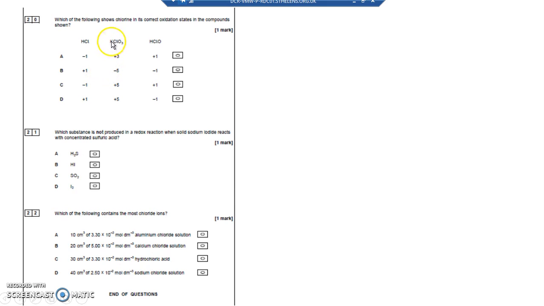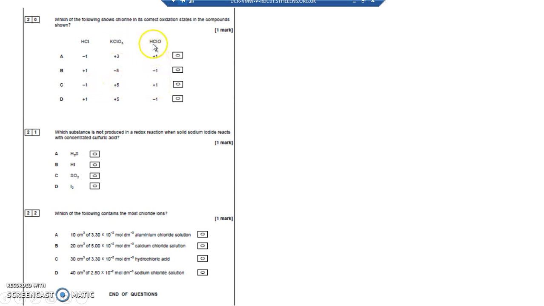Potassium's in group 1, so it's +1 oxidation state. Oxygen's in group 6, so gains 2 electrons to fill its outer shell, -2 each. So +1 and 3 -2s. 3 -2s is -6, +1 -6 is +5. So yes, we're going to go with C.